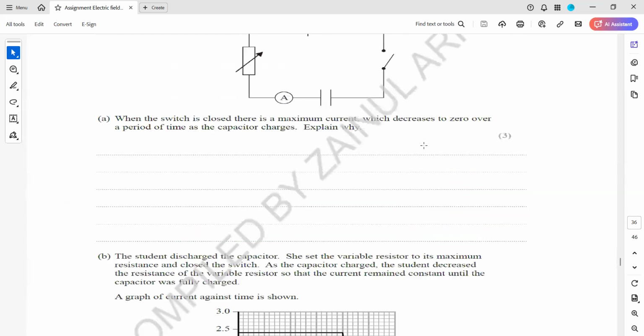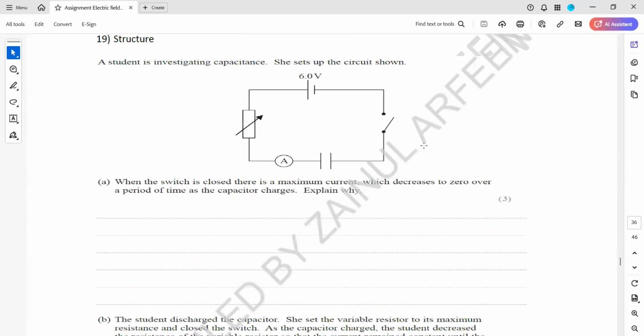So what is the student doing? The student is maintaining the flow, because the current starts to decrease. In the beginning, the current is maximum. So the student is adjusting this resistance, maintaining the current. As the capacitor is charging, the voltage is increasing. So V equals IR.